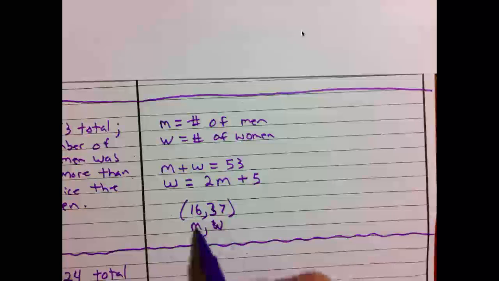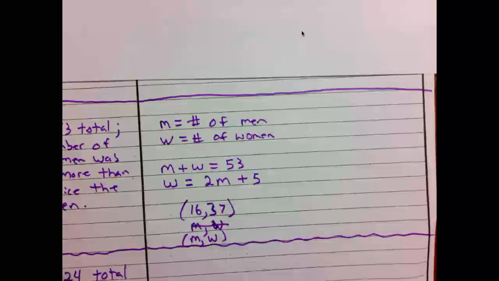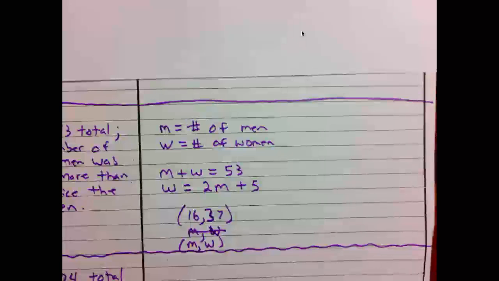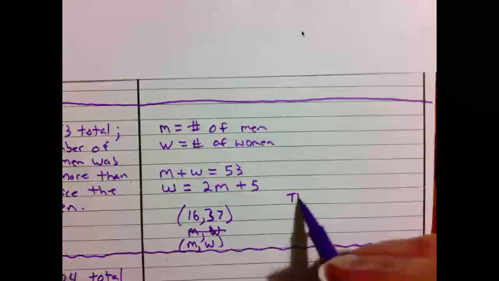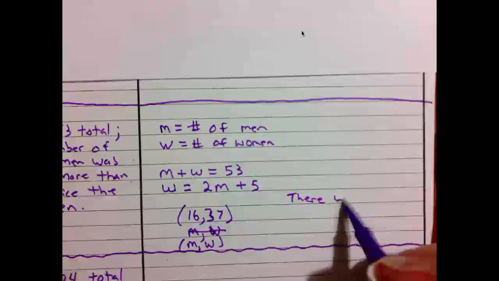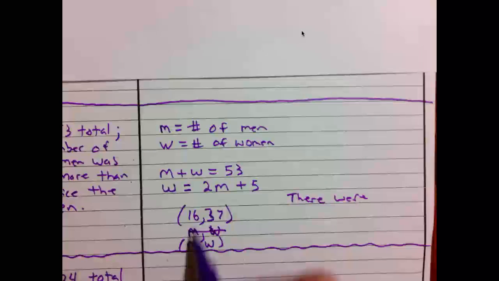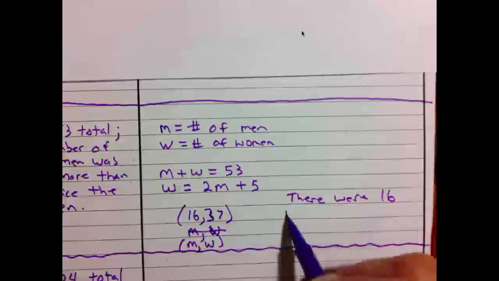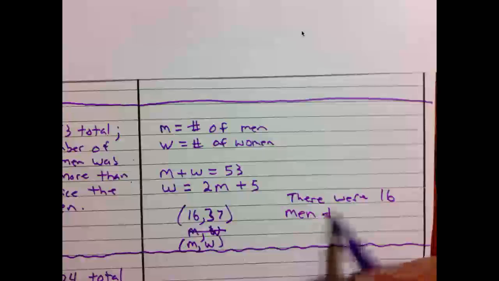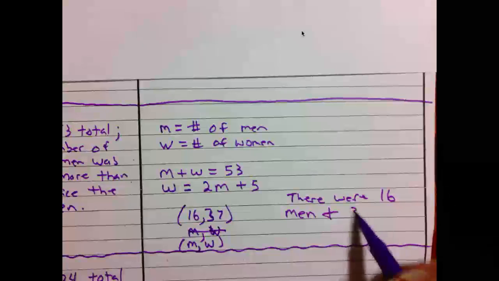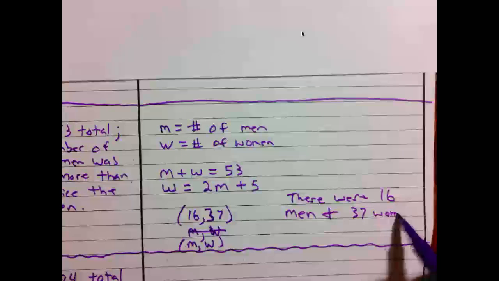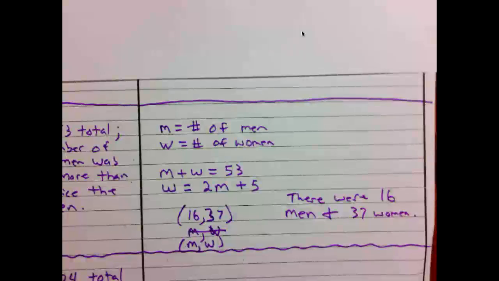It should be w. Let's try that again. This is m comma w. 16 is the m, 37 is the w. Now we go with one sentence in context. There were 16 men and 37 women. All right, that is number 7.